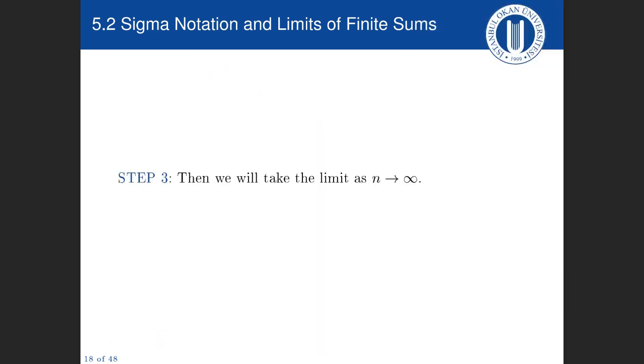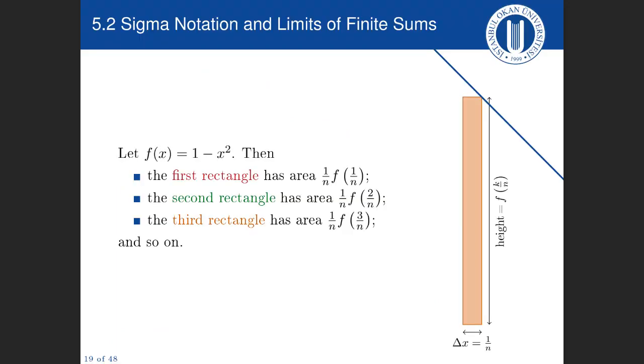And then step 3, after we've got our formula, we're going to take the limit as n tends to infinity. So what are the areas of these rectangles? Well, the first rectangle has width 1 over n, and its height was decided by the right-hand side, so the height was f of 1 over n. Second rectangle has the same width. All these rectangles have the same width. The width is always 1 over n. The height of the second rectangle is f of 2 over n, so the area of the second rectangle is 1 over n, f of 2 over n, and so on.